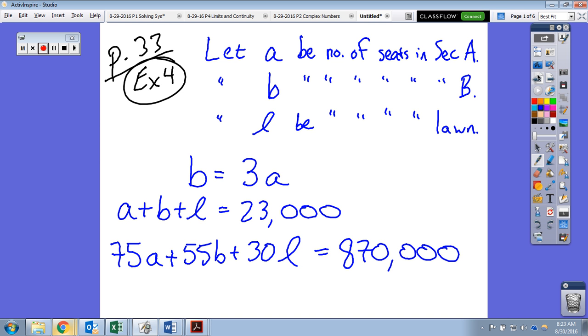Develop some equations from the text. So it said that the number of seats in section B were 3 times the number in section A. And they said that the total number of seats were 23,000. And we touched on revenue. They said $75 for seat A, $55 for seat B, and $30 for seat L gave us a total revenue of $870,000. Everyone's comfortable on these things? Let me know if you're not. Is that good? Everyone understands revenue? Okay. That's the first thing.